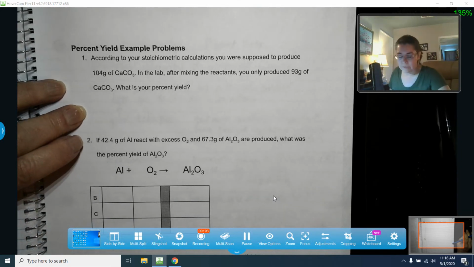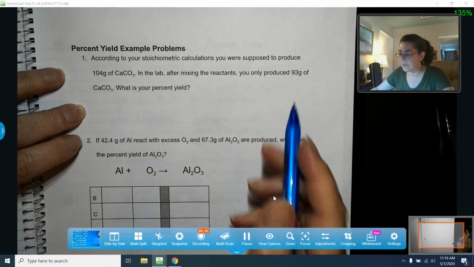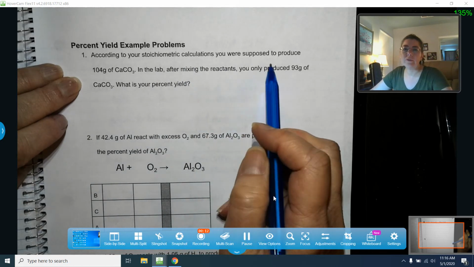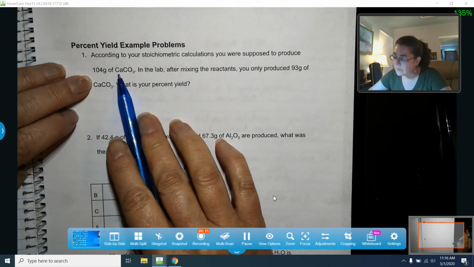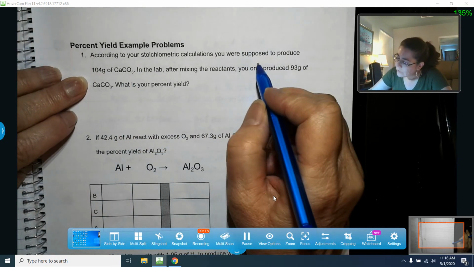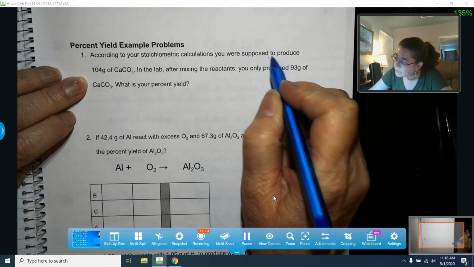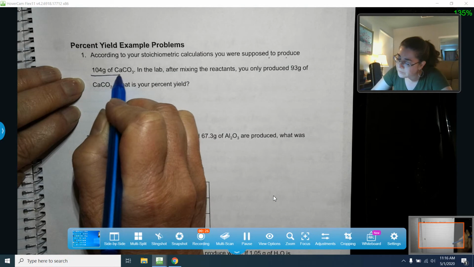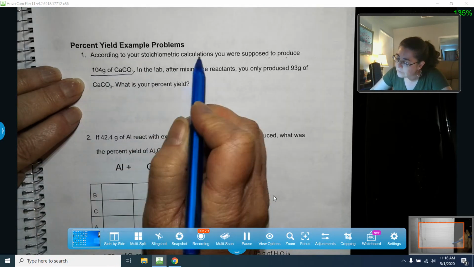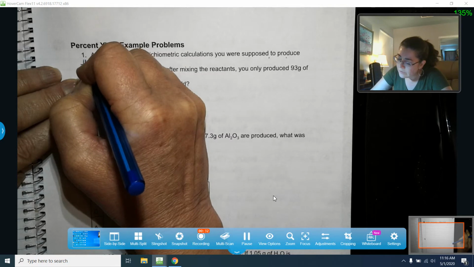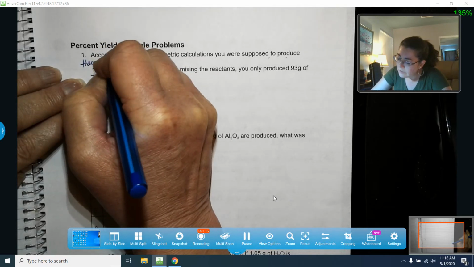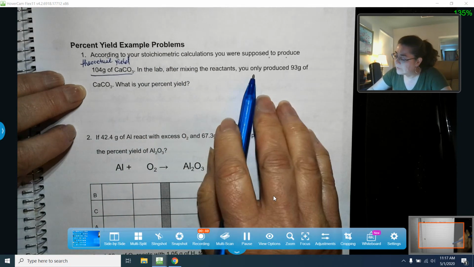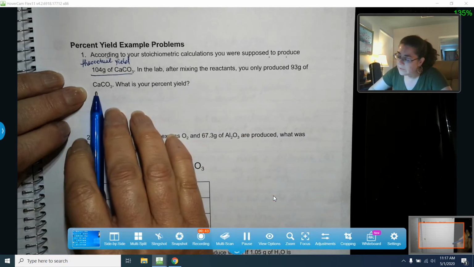Okay, so we're going to go through a couple of percent yield example problems. According to your stoichiometric calculations, you were supposed to produce 104 grams of calcium carbonate. Suppose according to the calculations, you're supposed to produce this. Because you're calculating it, this is your theoretical yield. In the lab, after mixing the reactants, you only produce 93 grams of calcium carbonate.